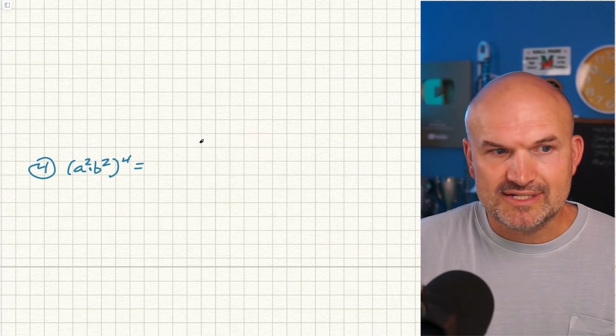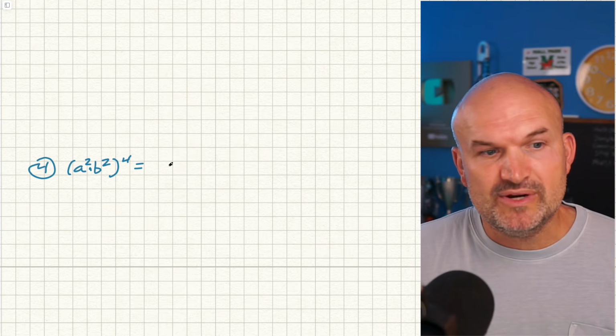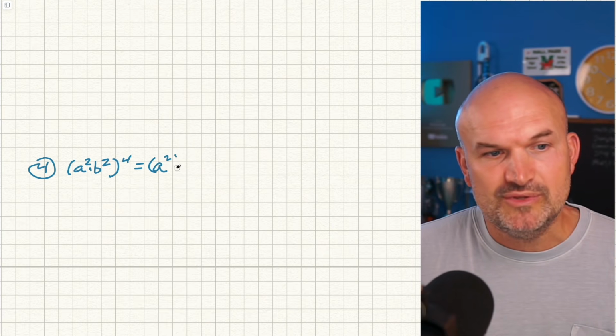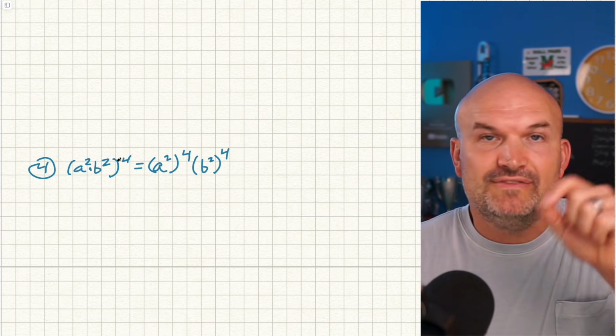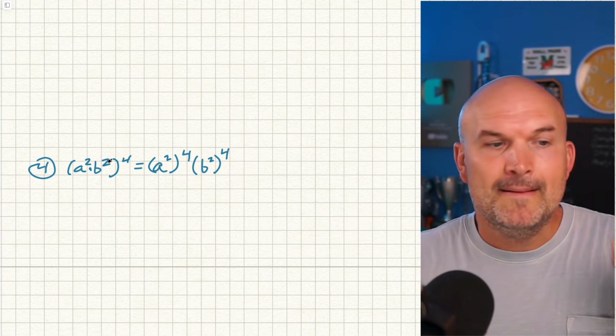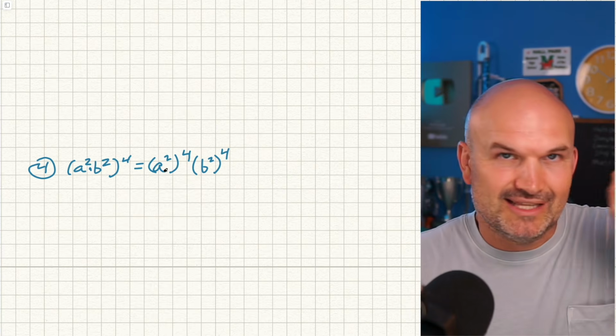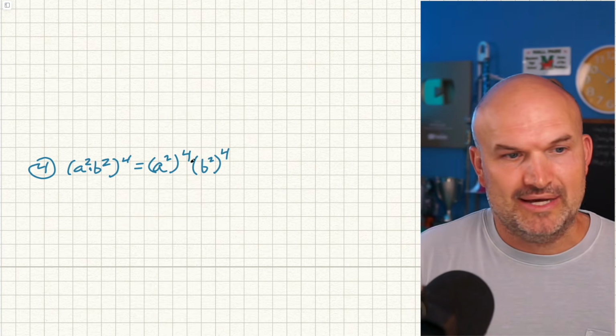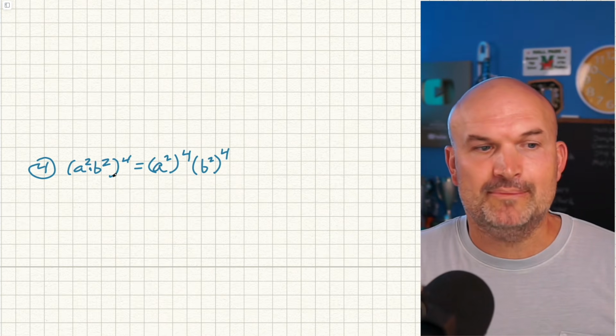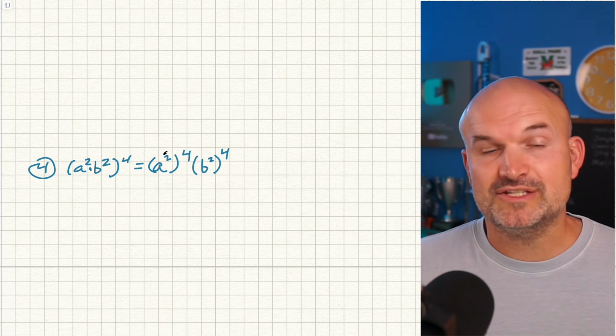Now the way this works is we're simply going to rewrite this as a squared to the 4th power times b squared to the 4th power. We have to apply the power to each of these terms as long as they're separated by multiplication. It's kind of like a little distributive property, to think of it that way. But again, it has to be separated by a product. So I have a squared raised to the 4th power.